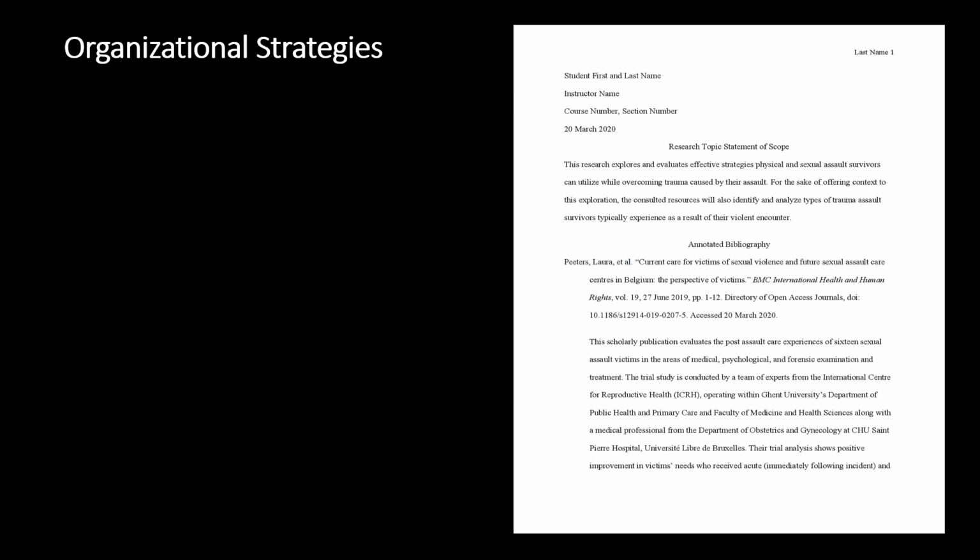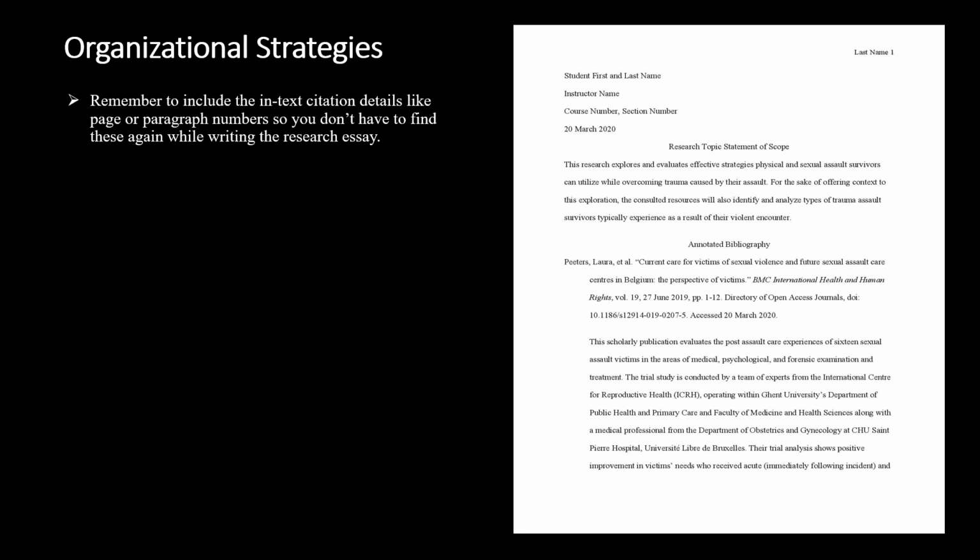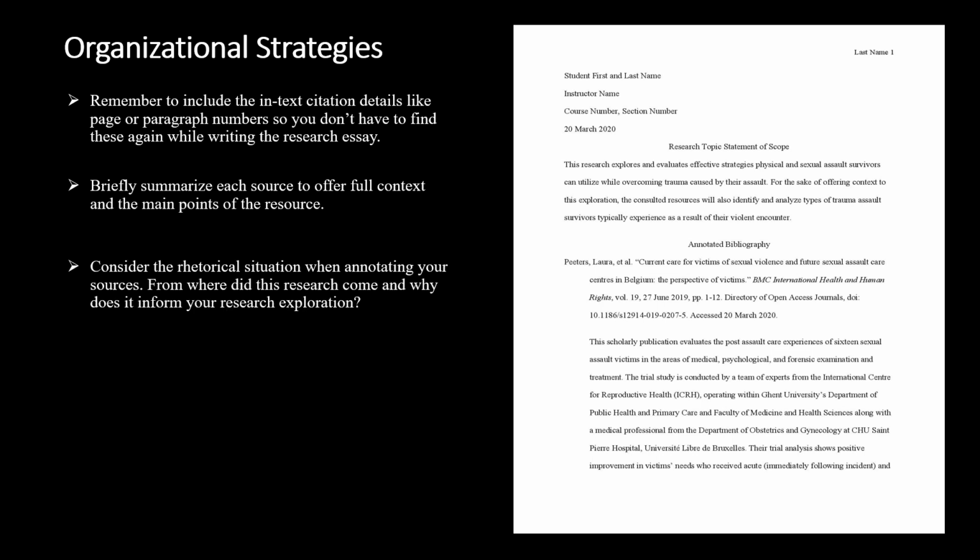Next are organizational strategies. Remember to include the in-text citation details like page or paragraph numbers so you don't have to find these again while writing the research essay. Briefly summarize each source to offer full context and the main points of the source, which later will become useful when you're writing your research essay. Consider the rhetorical situation when annotating your sources. From where did this research come and why does it inform your research?